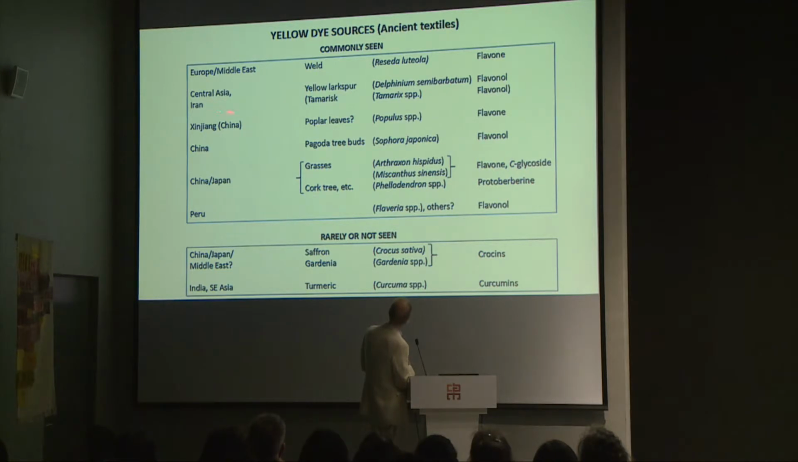But in Central Asia, we found this yellow larkspur, which is Delphinium semibarbatum, and it has a very distinctive profile, and you don't see it anywhere else. So it's actually fairly distinctive to tell you that it came from Central Asia.